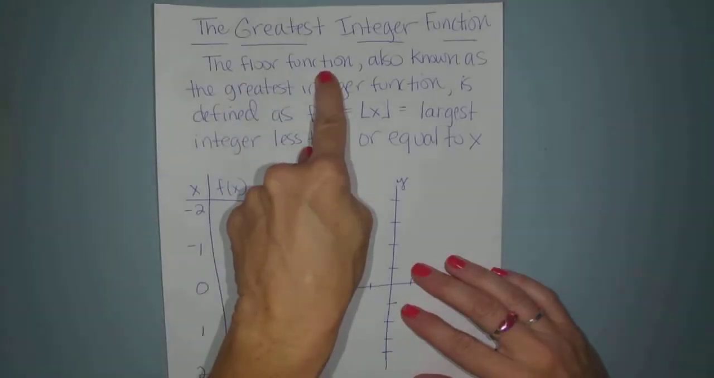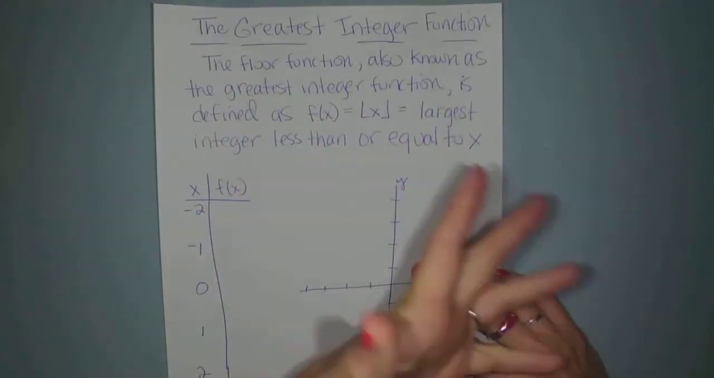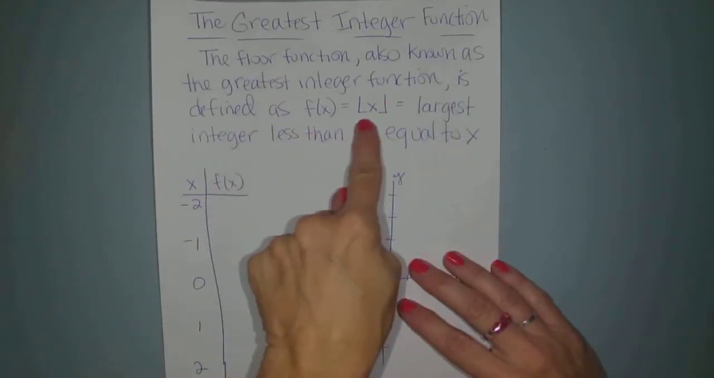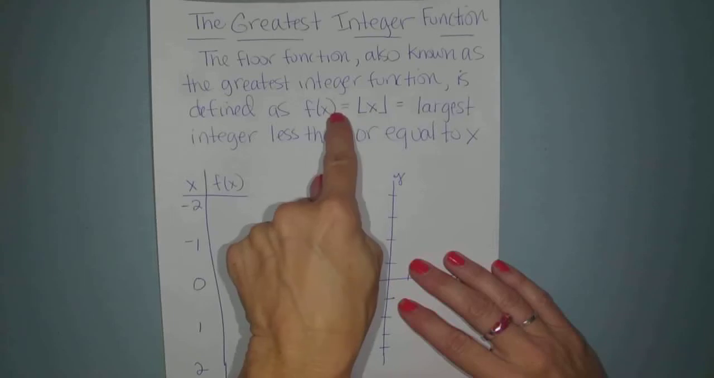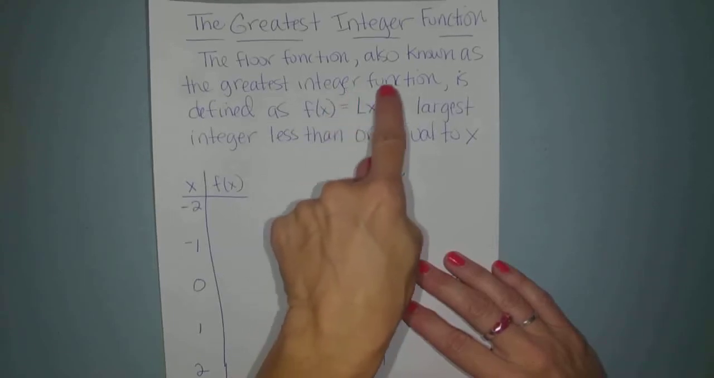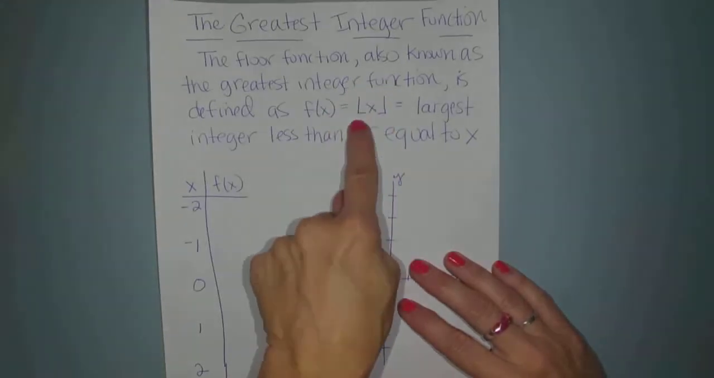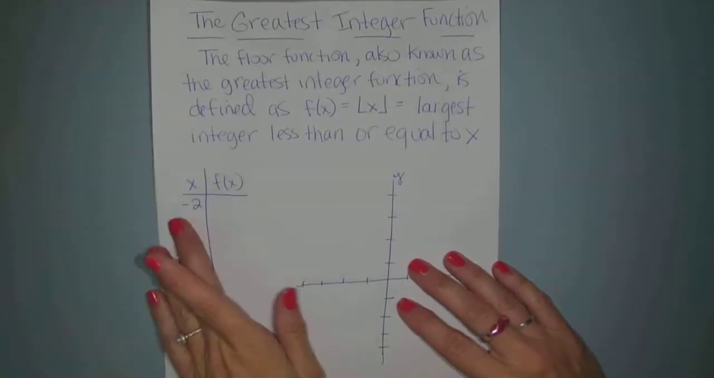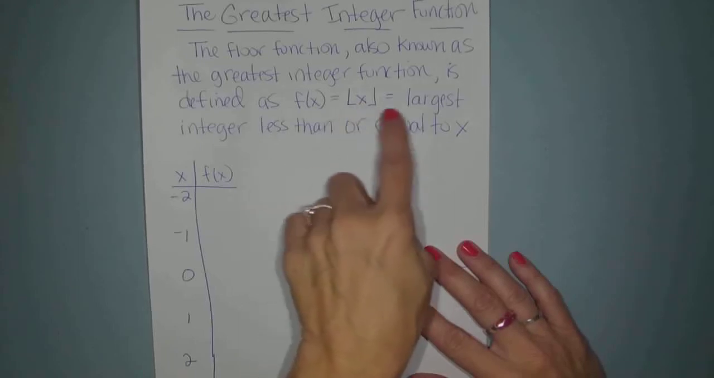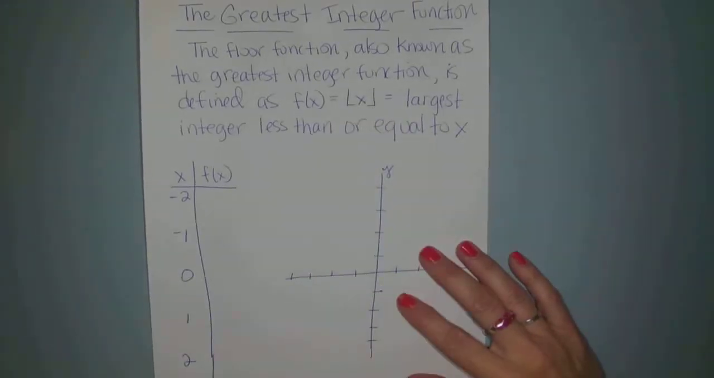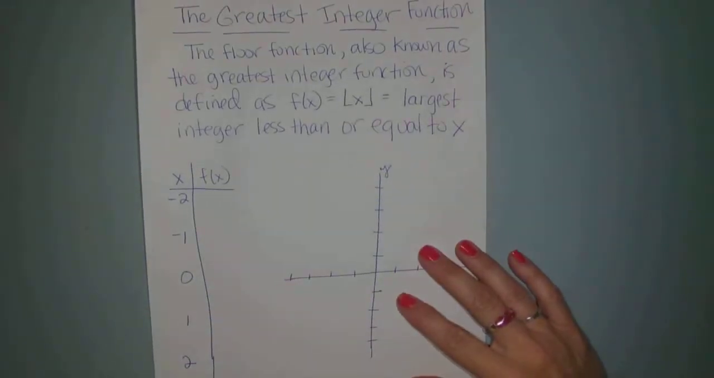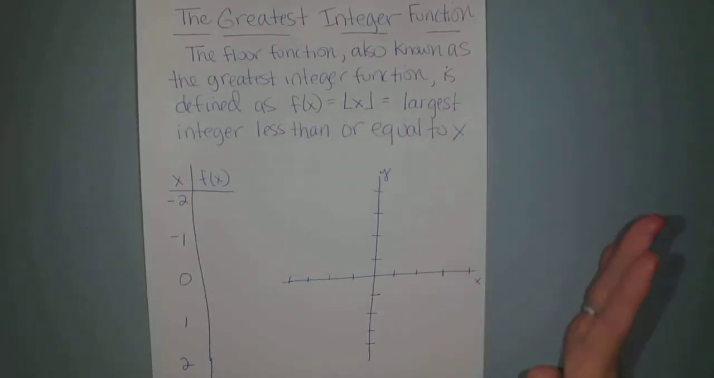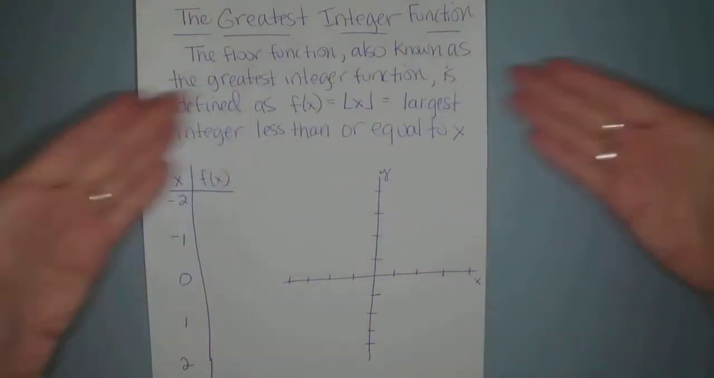The floor function, also known as the greatest integer function, so two different titles, is defined as, now check this notation out, f of x equals the greatest integer function of x. It kind of looks like an L and then a backwards L around the x. The definition of this is that this function is equal to the largest integer less than or equal to x. Seems simple enough. But I don't know what this looks like.